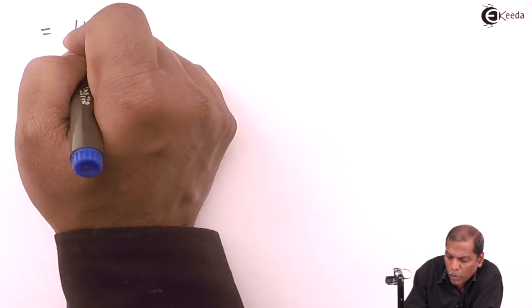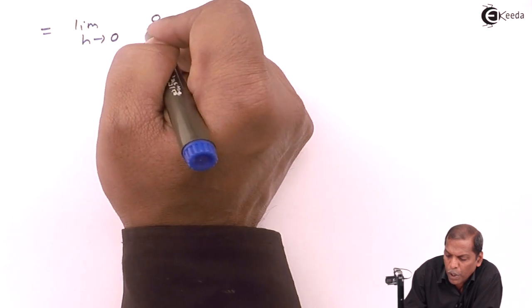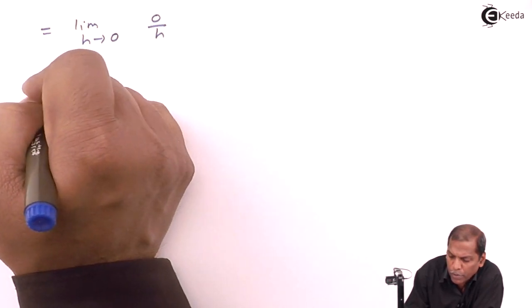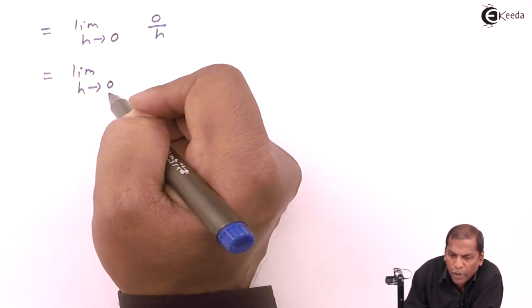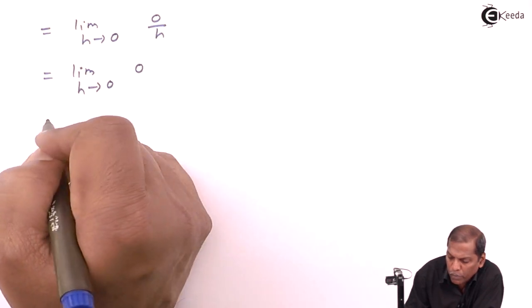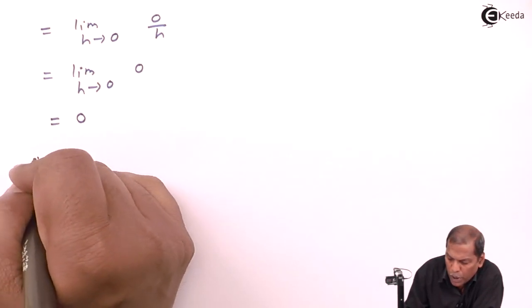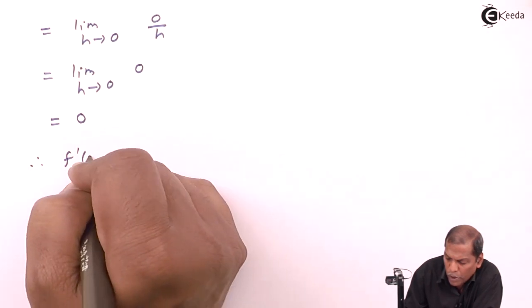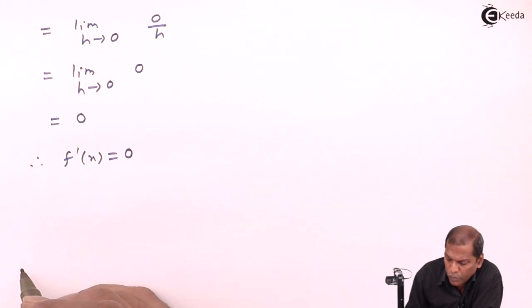that equal to limit h tends to 0, c minus c gives 0 divided by h, and that equal to limit h tends to 0, 0 divided by h is 0, and limit of 0 is 0. So in this way we proved f dash x is equal to 0.